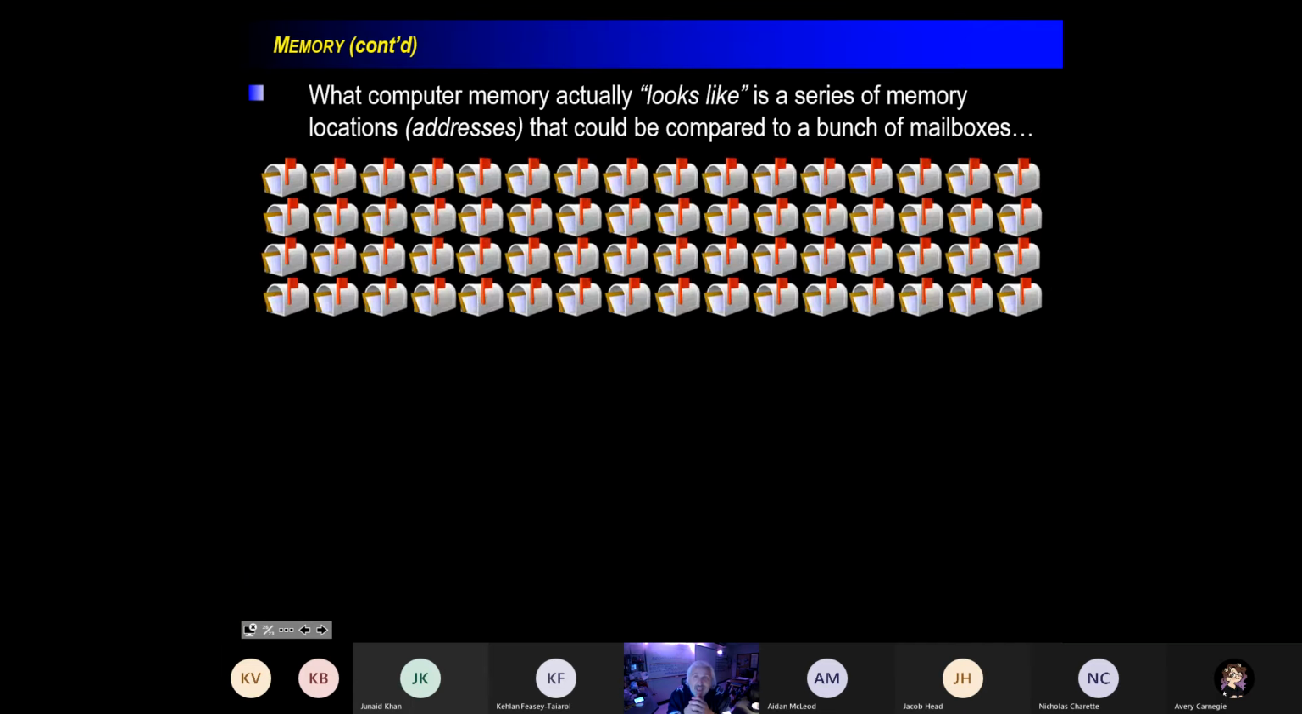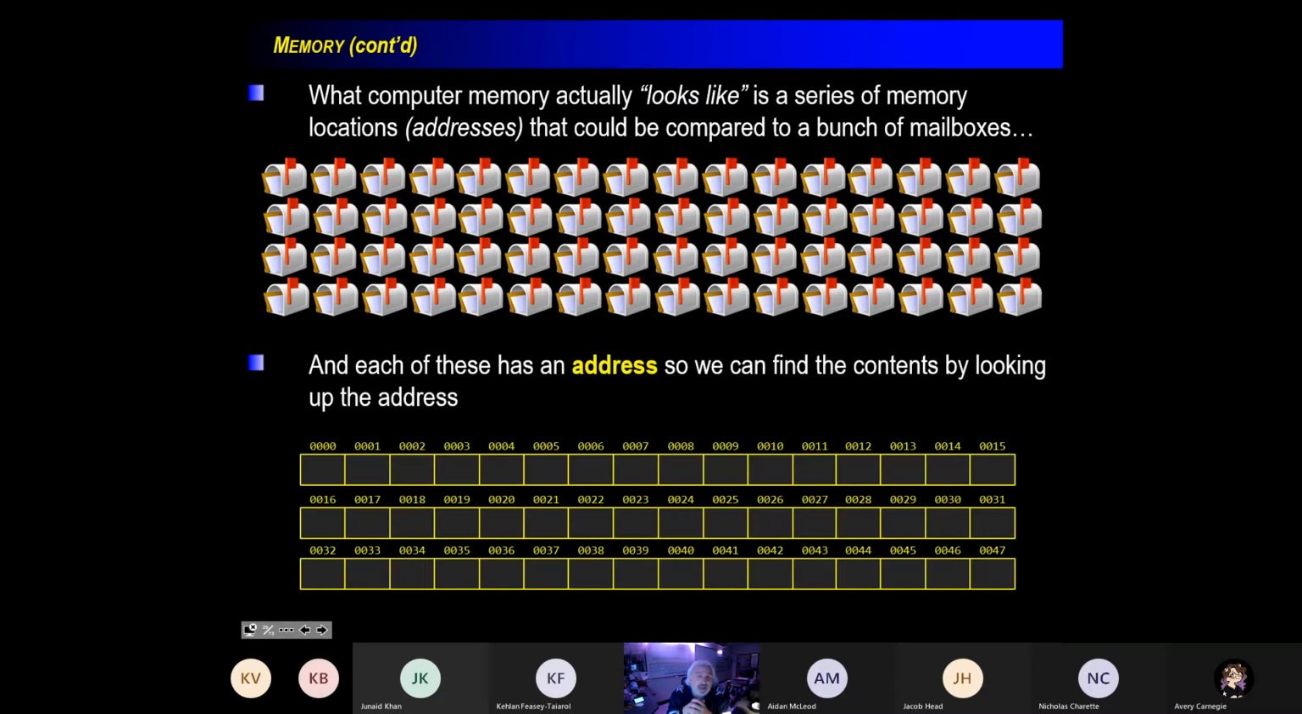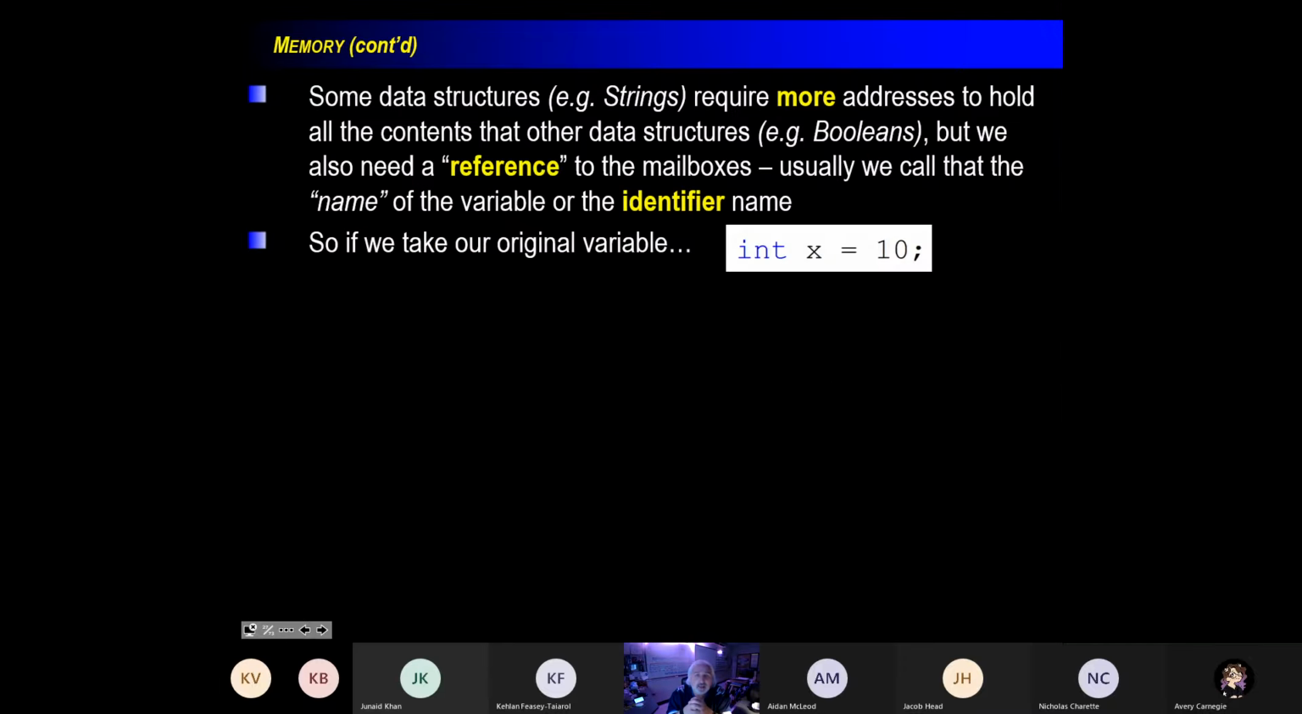Now, what a computer's memory actually looks like is, again, a series of little boxes, compared to lots of little mailboxes. And each box, each memory location has an address where it can store the contents. That's how a computer works. It is an electronic device that stores data in little boxes, okay? Some boxes, like strings, require more address space. An integer or Boolean would require less space, okay?